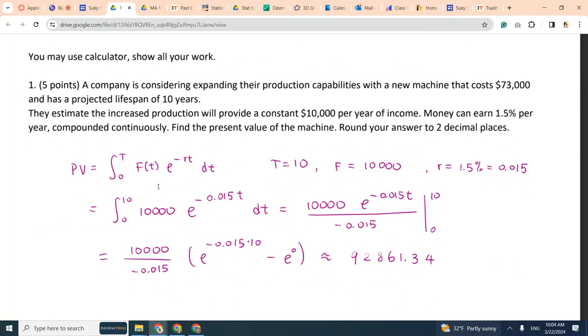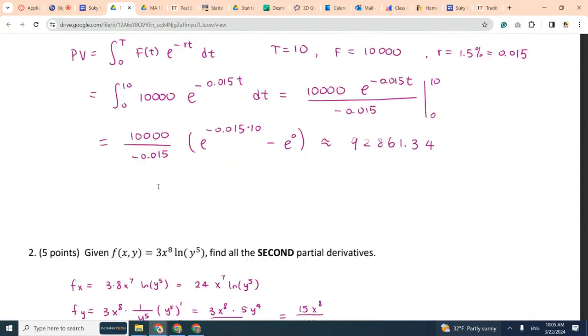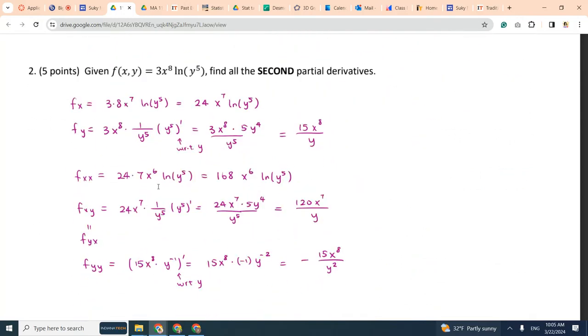And do we use the 73,000 at all? No. So usually the problem is, is it worth it to buy this machine? And then you compare this number and then 73,000. And you see, oh yeah, we earn more if we buy the machine. So then your decision is buy the machine. Okay? So yeah, the 73,000, we don't use it in our calculation. You just compare at the end whether we should buy the machine. Okay, this is number 1.